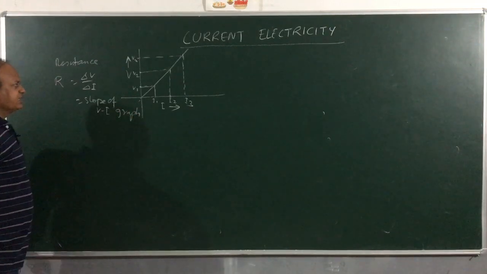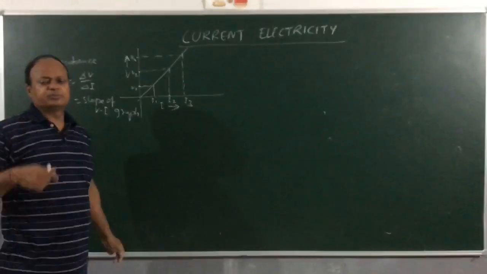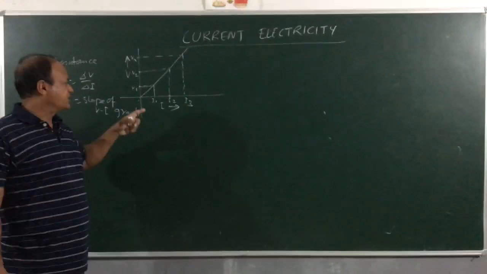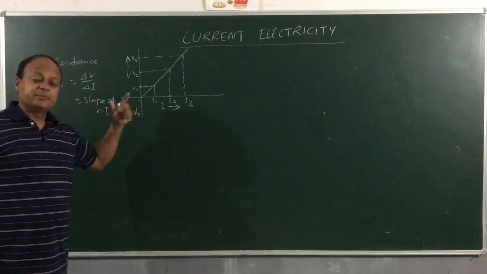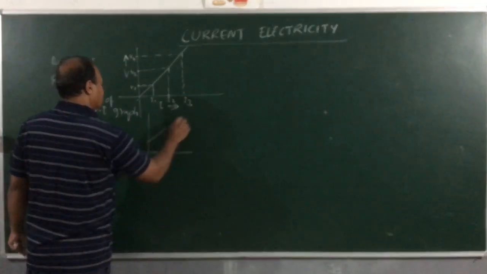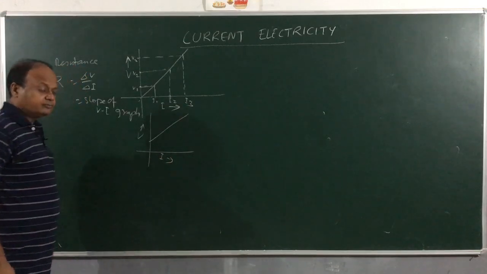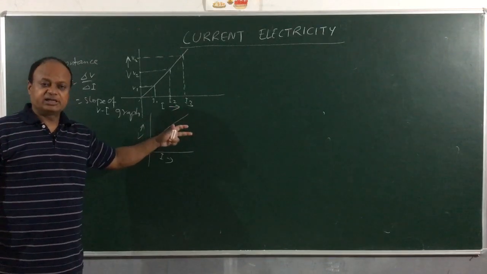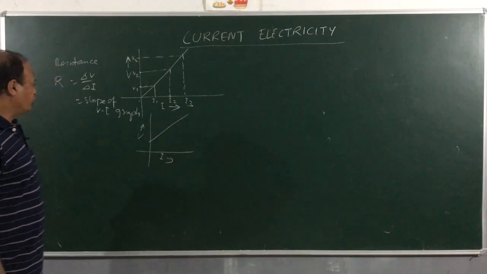So wherever we see a linear graph between V and I, we have to assume that Ohm's law is being obeyed. But the linear graph need not necessarily pass through the origin. In most cases, in case of metal, it will pass through the origin, but there will be exceptions also where it may not pass through the origin. We will be discussing that. The graph could be like this, but the primary condition is that the graph should be a straight line. If the VI graph is not a straight line, Ohm's law is not obeyed.